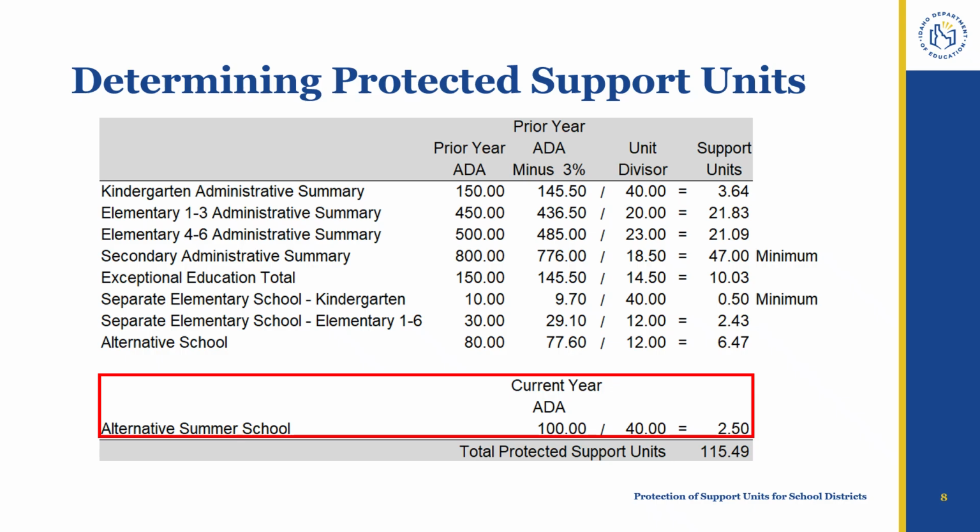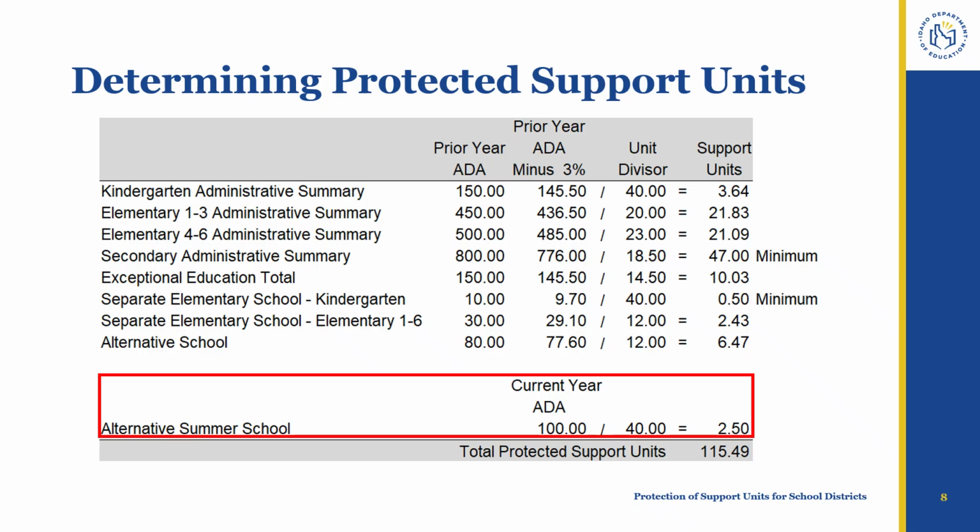Alternative summer school factors into the total protected support unit calculation, but in a slightly different way. Do not reduce summer school ADA by 3%. Simply divide the ADA by the summer school divisor of 40. Then total up all of the support units.